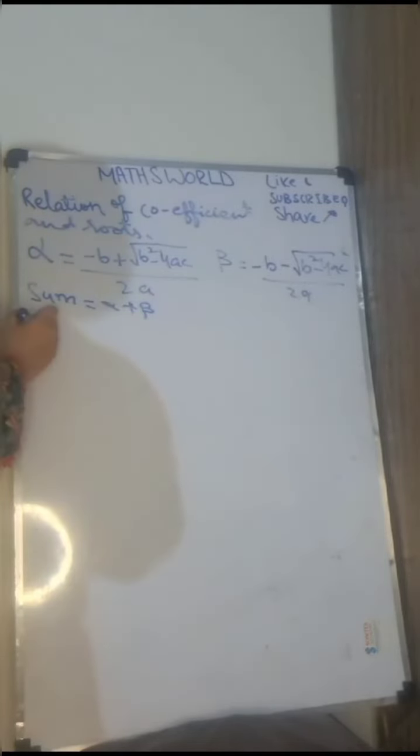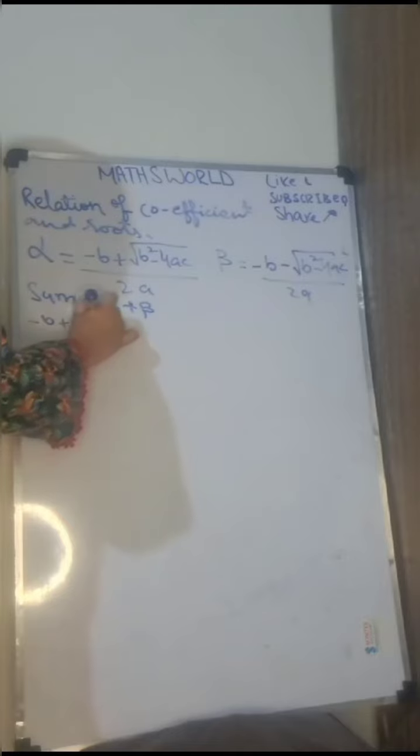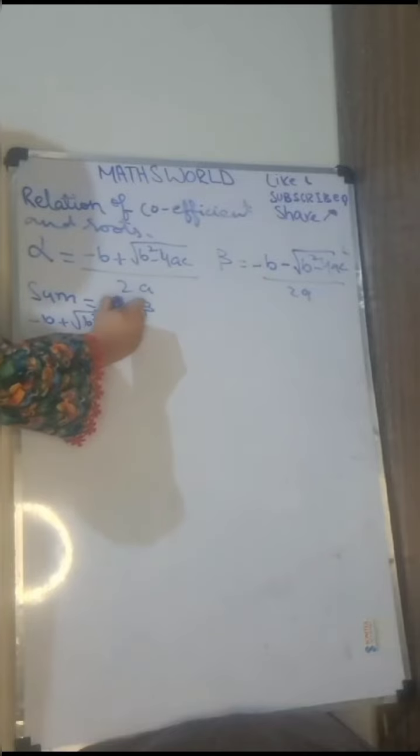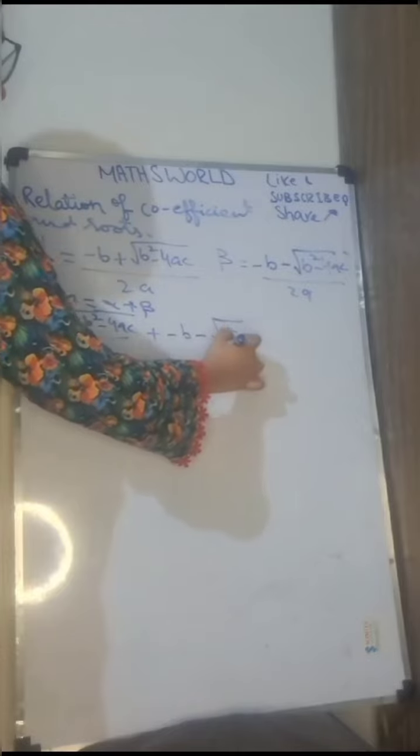Now what you are going to do, you are going to find the sum of the roots alpha plus beta. You are going to have the values, so you will add both of them. So minus b plus under root b square minus 4ac divided by 2a plus minus b minus under root b square minus 4ac divided by 2a, like this.